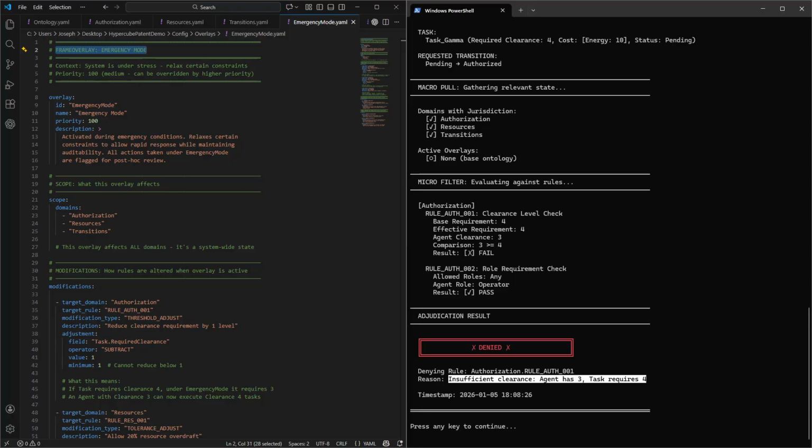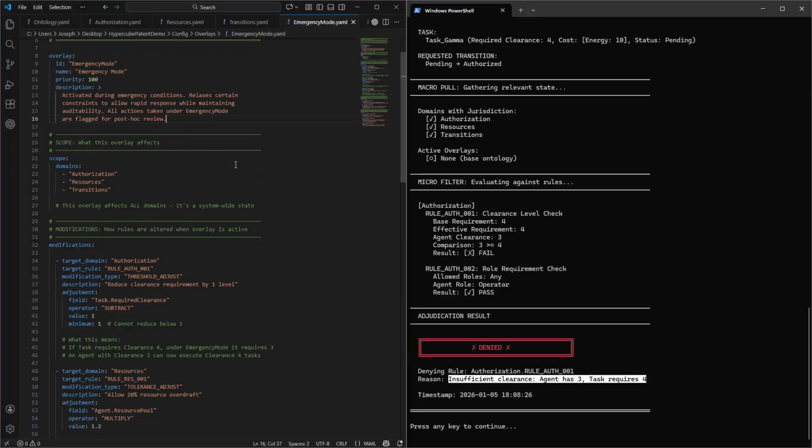Now we must introduce frame overlays. These provide contextual modification without mutating base ontology. Emergency mode. Priority 100. Description: activated during emergency conditions. Relaxes certain constraints to allow rapid response while maintaining auditability. All actions taken under emergency mode are flagged for post hoc review.